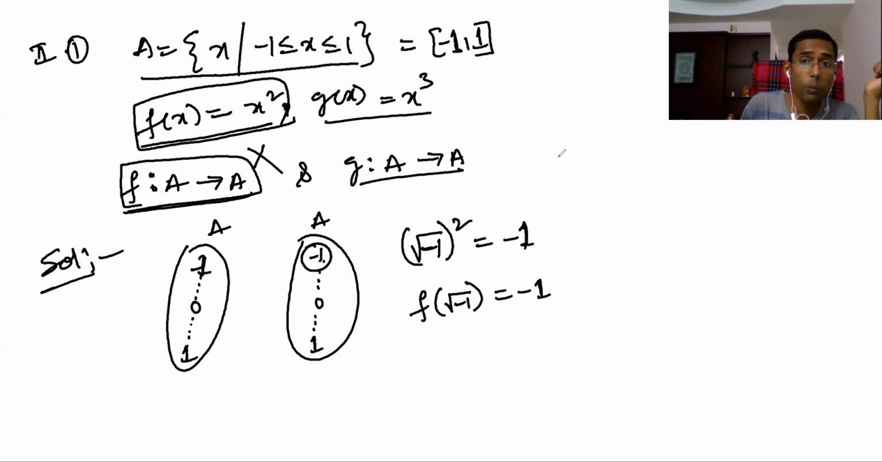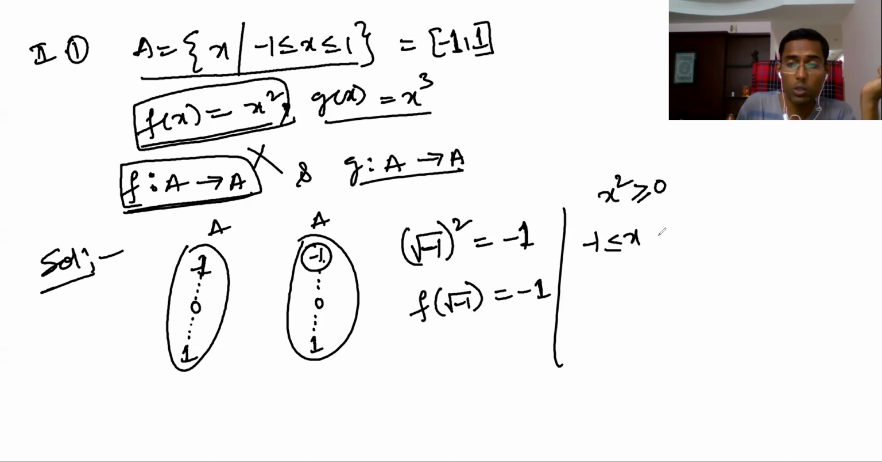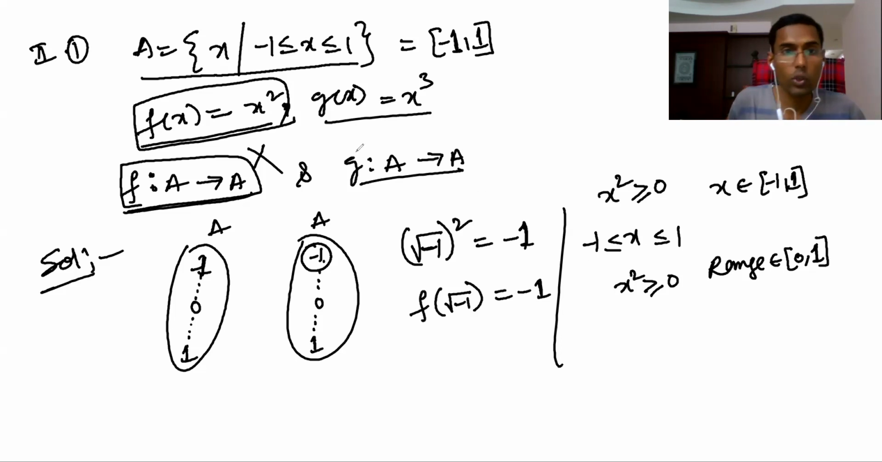Our images are always positive. See, x square is what? What is the codomain here? Codomain is A. So another way I am telling, x square is greater than or equal to 0. This is very important. x lies between minus 1 and 1. That means x square is greater than or equal to 0. That means x belongs to minus 1 to 1, that is the codomain. What is the range then? Range is only positive. Range is only 0 to 1. Codomain is not equal to range. So therefore, sorry, it's not onto.